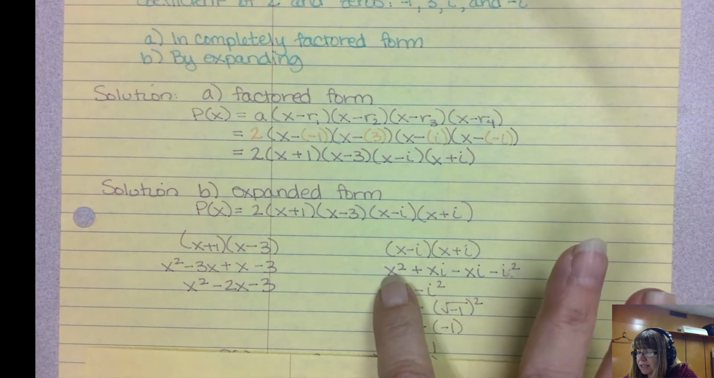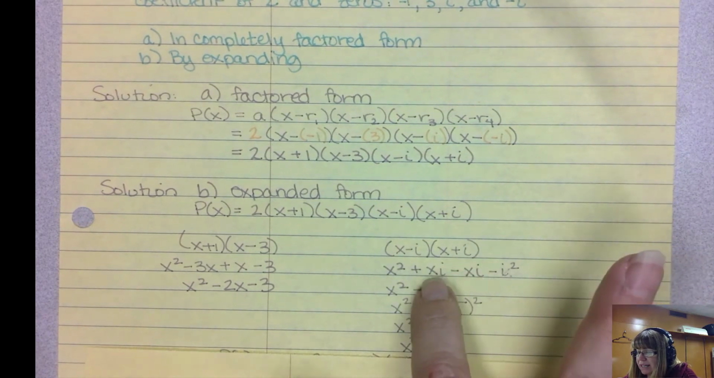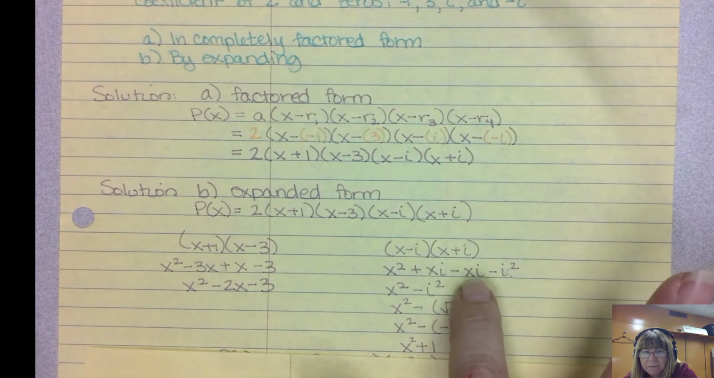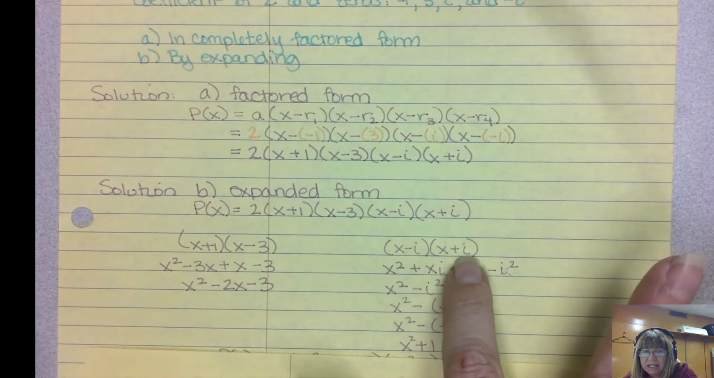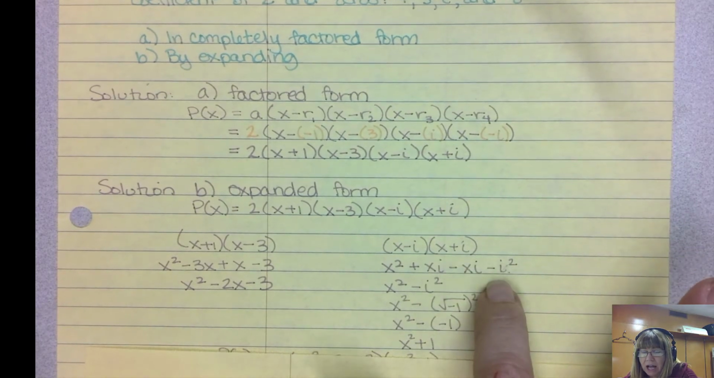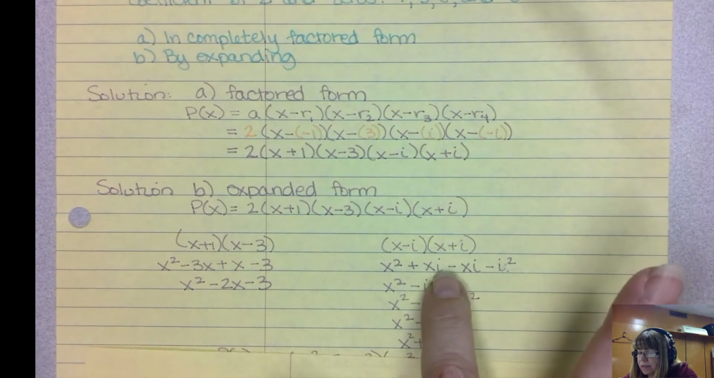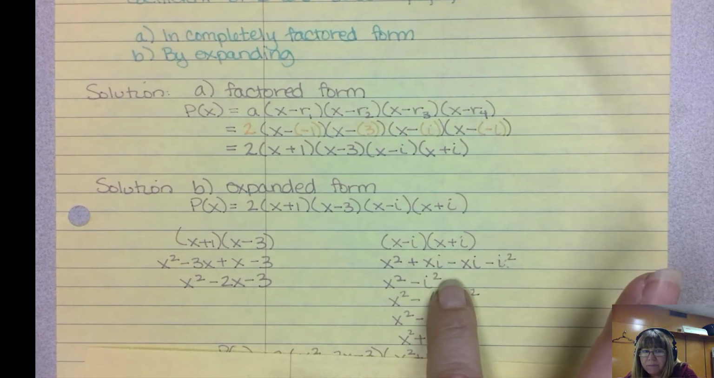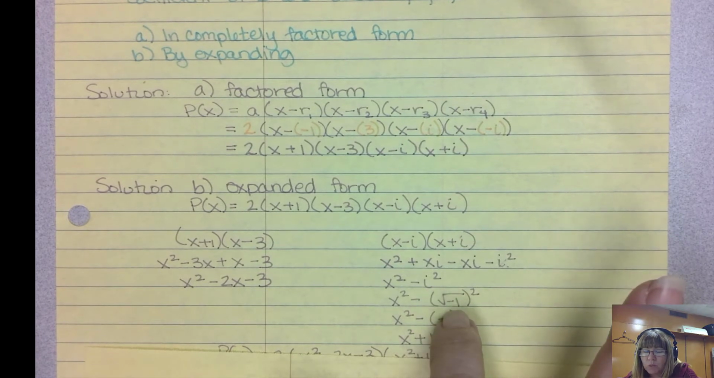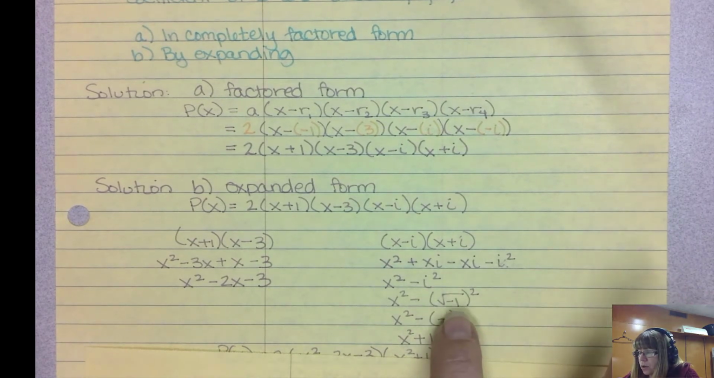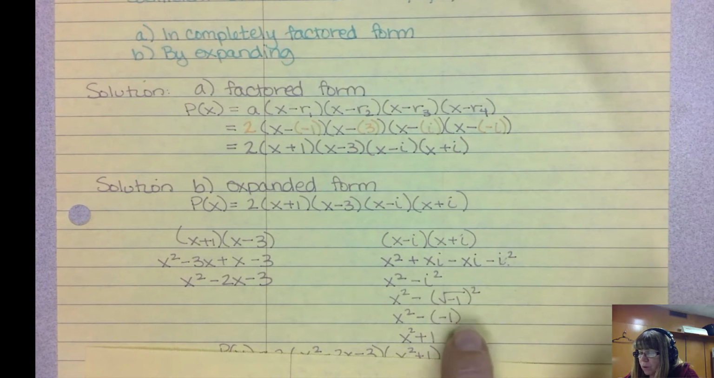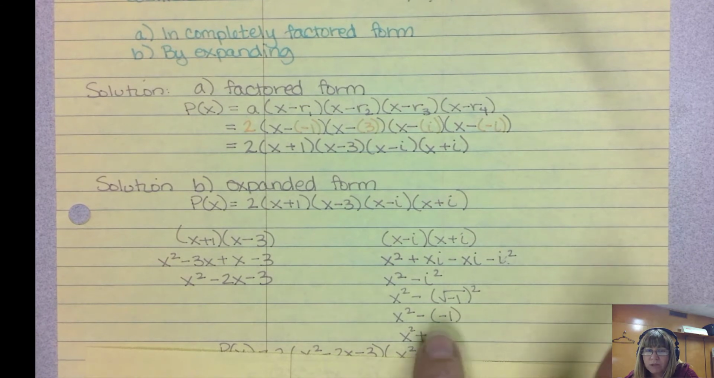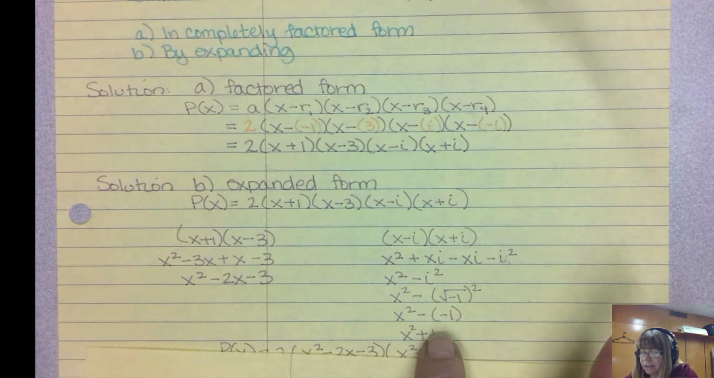X times x is x squared. X times positive i is xi. Negative i times x is negative xi. And negative i times i is negative i squared. The 2 things in the middle drop out, and I have x squared minus i squared. But you have to remember, i is the square root of negative 1. So the square of the square root of negative 1 is negative 1. So I have x squared minus negative 1, which turns out to be x squared plus 1.